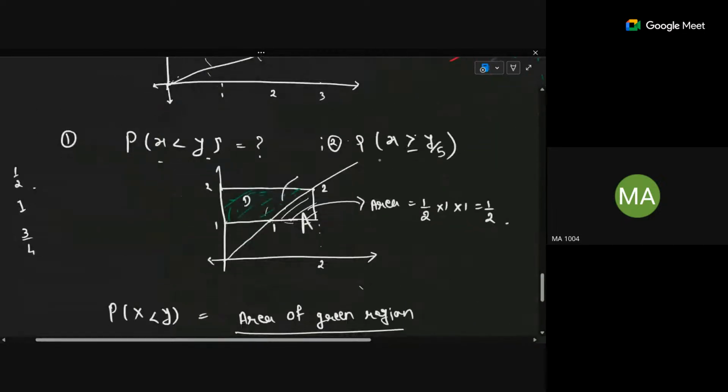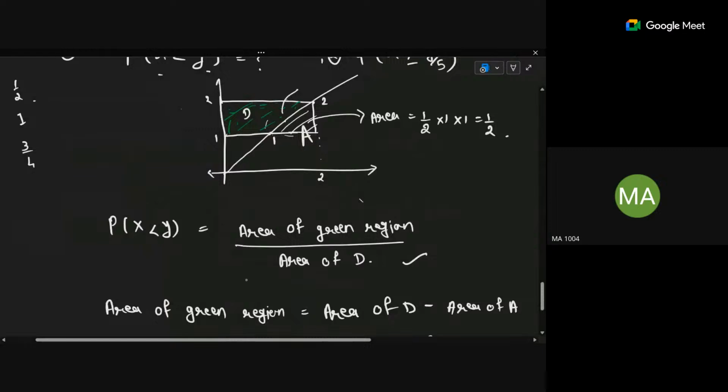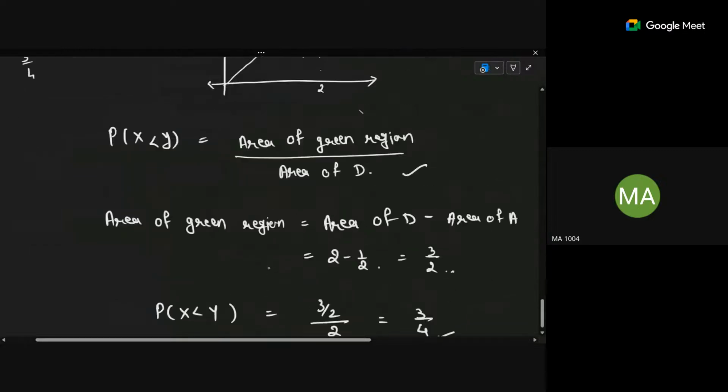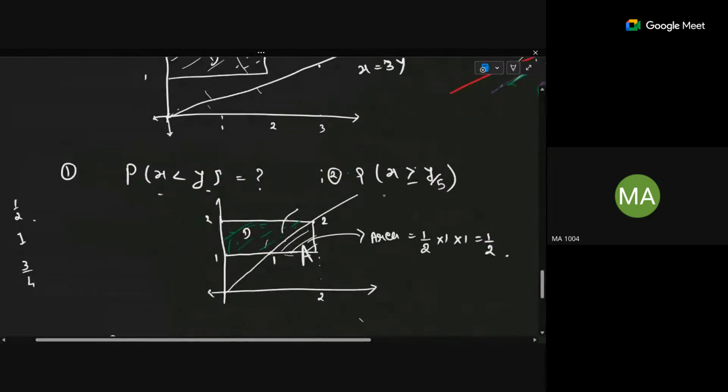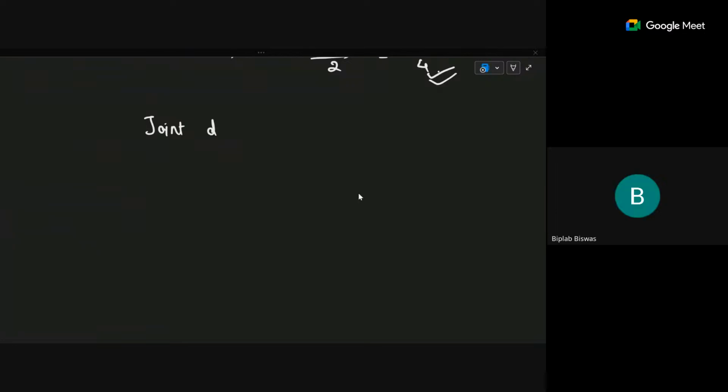What about probability x greater or equal to y by 5? So will you try this? And this is the homework. The problem you are giving is x greater than 5y, is it? Okay.